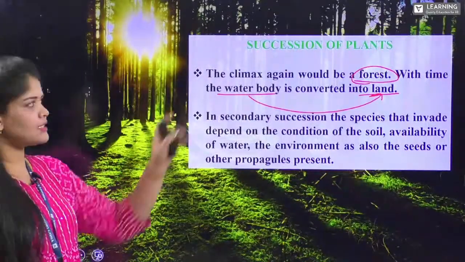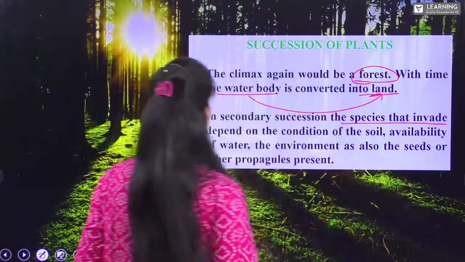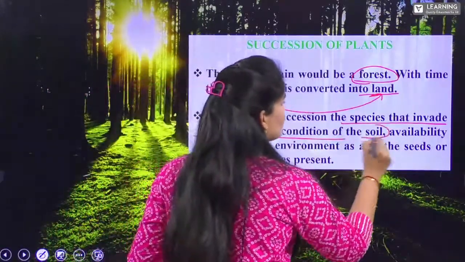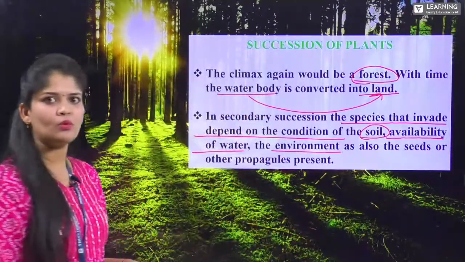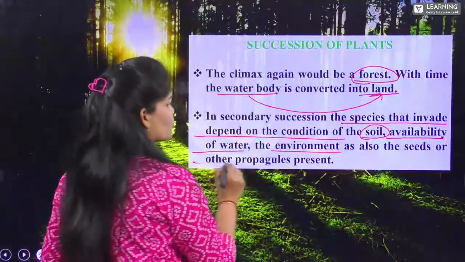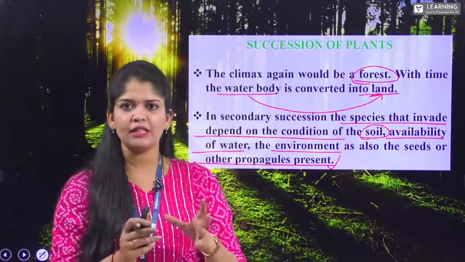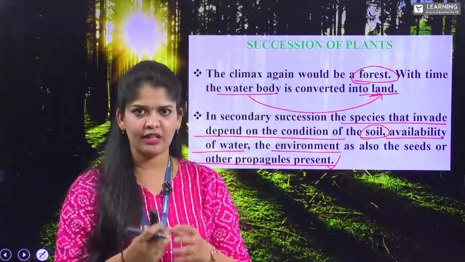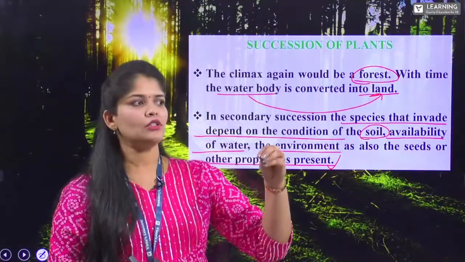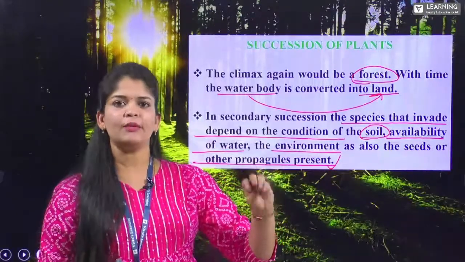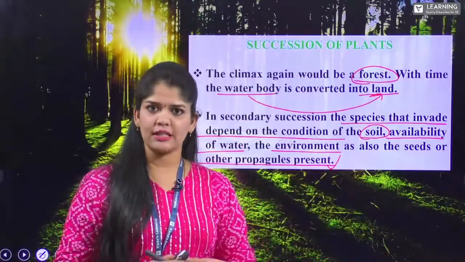This is all about primary succession. In secondary succession, the species that invades depends on the condition of the soil, water availability, environment, and also on the seeds or other propagules that are present. Because in primary succession the soil has to form newly by the breakdown of rocks with the help of lichens, which produce acids that dissolve the rocks and lead to the formation of soil. Once the soil is available, it becomes fertile and supports the vegetation. Changes in the vegetation finally lead to the forest climax community.